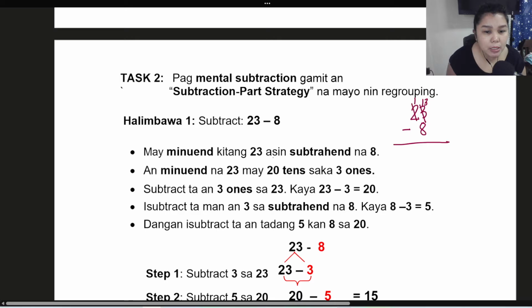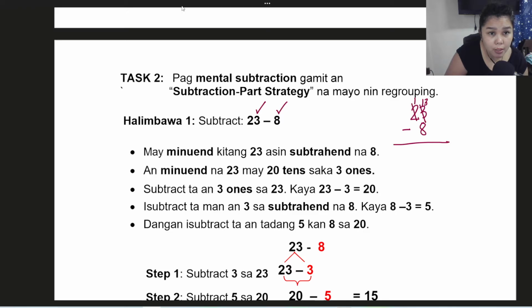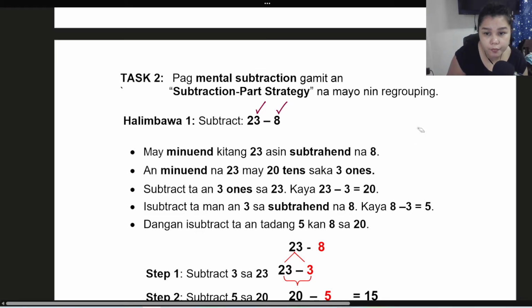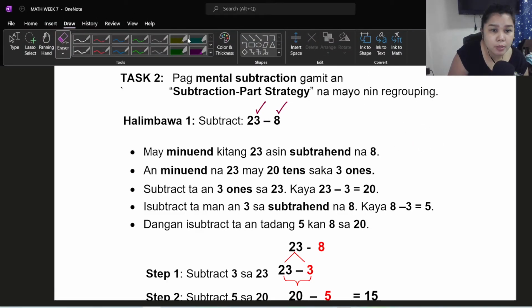May minuend kitang 23 as in subtrahen na 8. So, tama. Merong minuend na 23, merong subtrahen na 8. Subtracta ang 3, 1 sa 23. Ang minuend na 23, okay. Dapat, you know the previous topic before you can use this subtraction part strategy. Okay, erase ko muna to. And then, let's go back to yung pen.